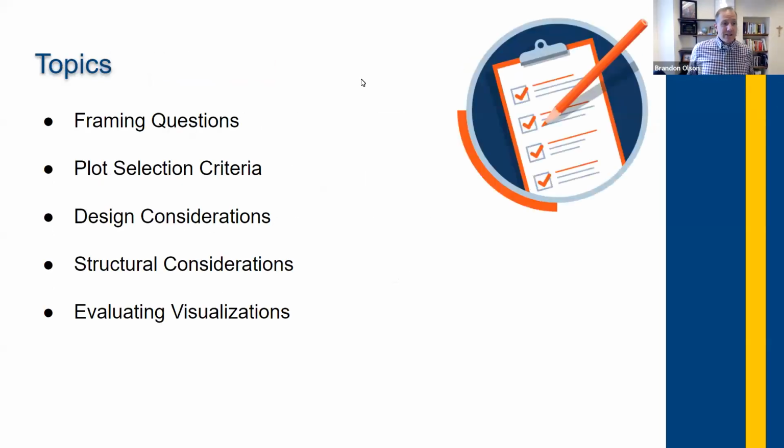All right, topics. What we're going to talk about is beginning with the framing questions that we consider as we design a visualization. The plot selection criteria, using different plots based off of what we're trying to represent. The design considerations that we bring to mind as we're coming up with our visualization design. Some structural considerations to make sure that we are honest in our display of the data. And then being able to evaluate visualizations. We'll have some practice with a few visualizations at the end here.